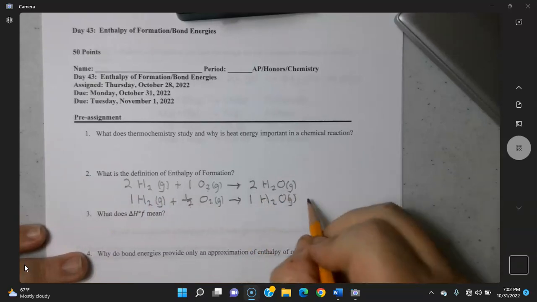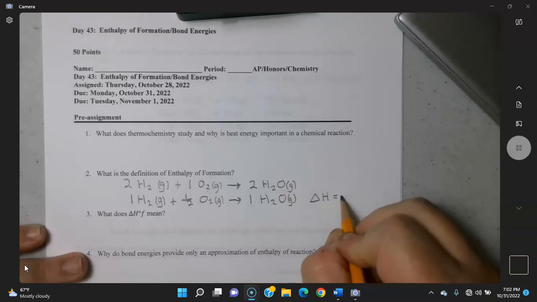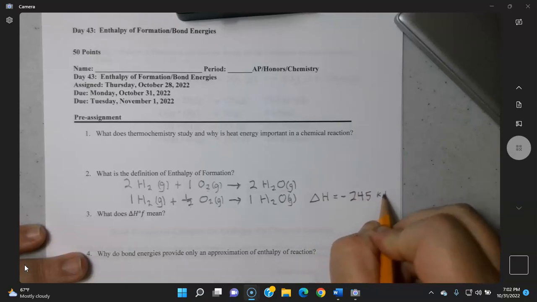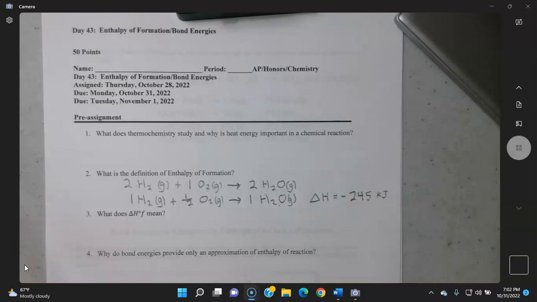Okay, and for gas form, that has a delta H, and I think it's negative 245. It gives off 245 kilojoules for 1 mole of water to be produced, okay? All right, so that's the definition. Go back and listen to that again if you need to write that down. You don't need to write this equation out. I'm just giving you an example.